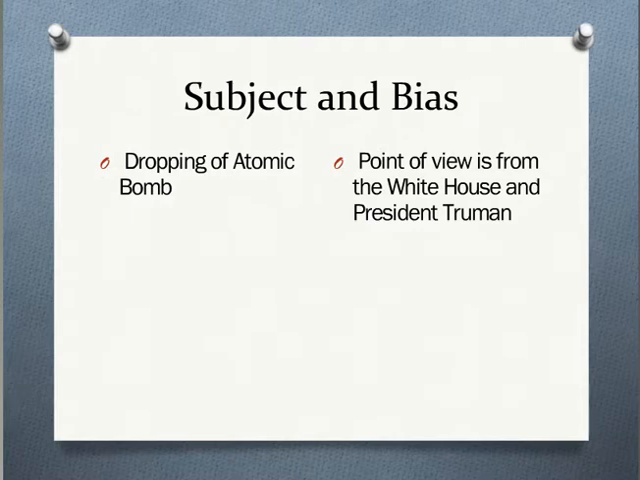Subject and bias. So the subject is the dropping of the atomic bomb, according to the United States president, and the impact it has on Japan. The bias is, again, this point of view is that the information is coming to us through the White House and President Truman. This is the official White House story of what has happened in Hiroshima.